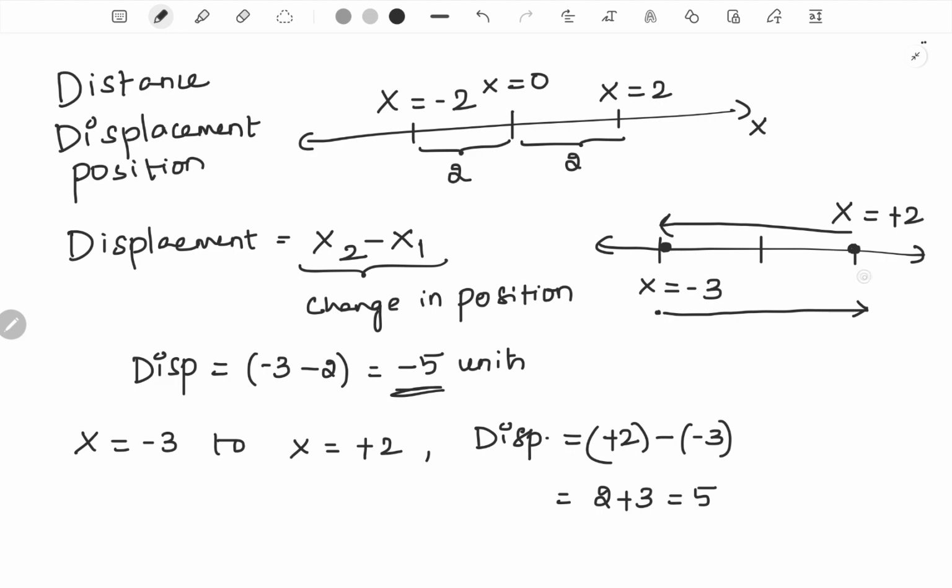So when we calculate the displacement, we only consider how far the final position is with respect to the initial position, how far and in what direction it's present. The displacement doesn't tell us about its actual motion between those two initial and final positions. Now we define the next quantity, which is distance.